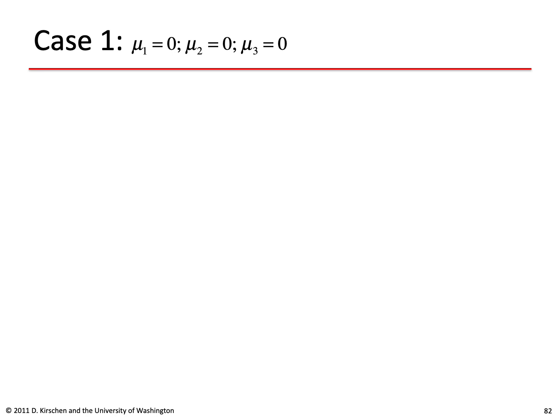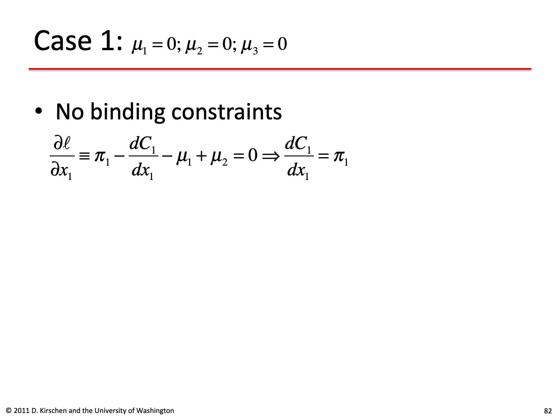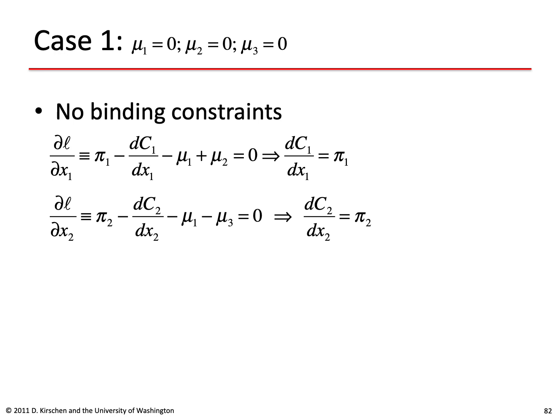We'll consider various cases based on which constraints are binding. So we do that by setting the Lagrange multipliers equal to 0 or not 0. So the first case, we assume that all the mu's are equal to 0, which means that there are no binding constraints. So if I take the first optimality condition and set mu1 equals 0, mu2 equals 0, I get dc1 over dx1 equals pi1. And if I do the same thing in the second optimality condition, I get dc2 over dx2 equals pi2.